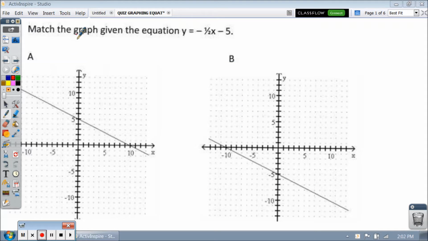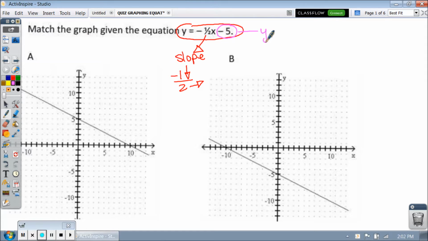Here we go, question 1, match the graph given the equation y equals negative 1/2 x minus 5. Let's break this equation down. The negative 1/2 is our slope. That means you're going to go down 1 because it's a negative slope, down 1 and to the right 2. But we need to figure out where we could start. We're going to start here at the y-intercept.